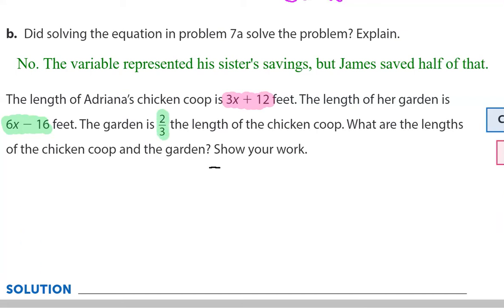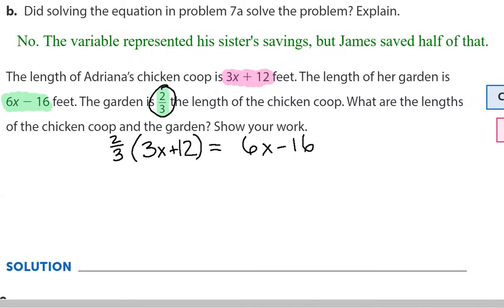Okay, I'm going to set them as equal, but we've got our chicken coop. And we've got our garden. Which one of these do we have to multiply by 2/3 in order for them to actually be equal? Which one do we need to basically make smaller in order for them to be equal? Well, the chicken coop's the bigger one. So we're going to multiply the chicken coop length in order to shrink it to match the garden length.